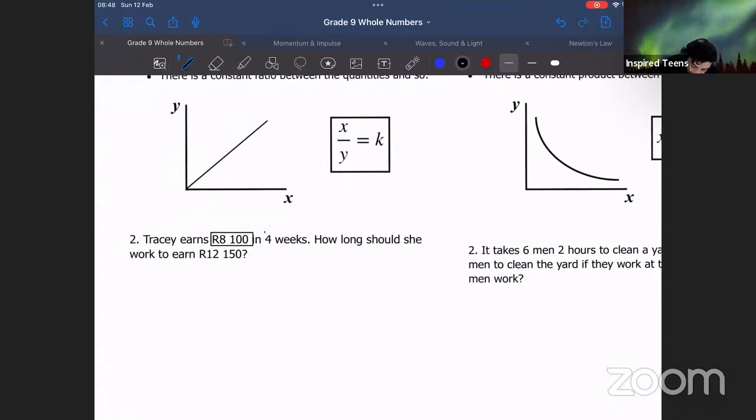So in this case, we take our two separate units that we are working with. The one is money, the other one is time, 4 weeks, right? And we put them over each other to create this ratio. So 8,100 over 4. This is going to give us a constant ratio.